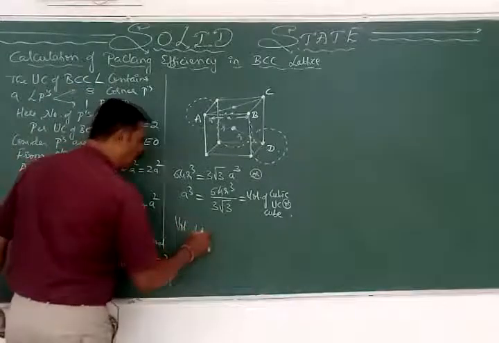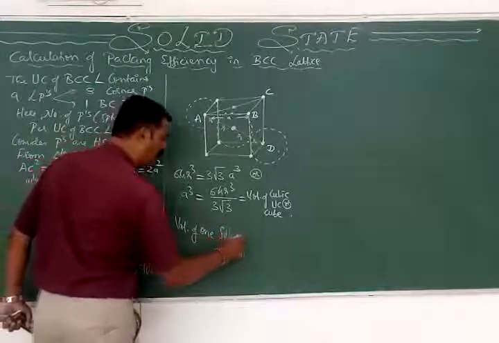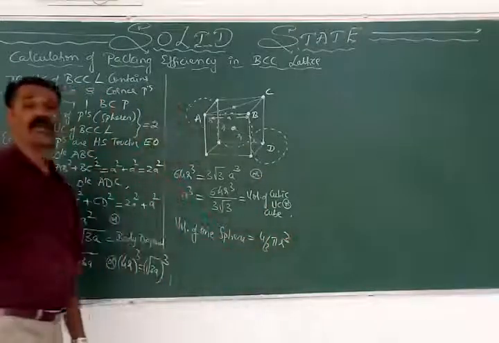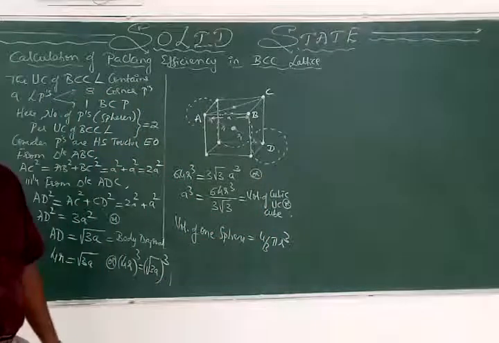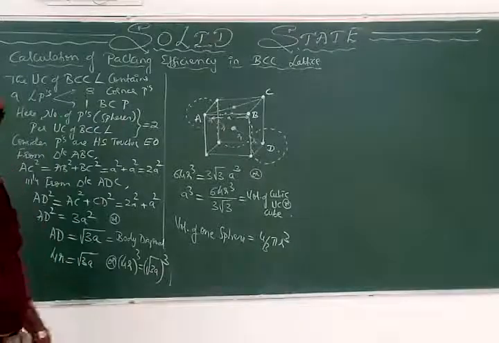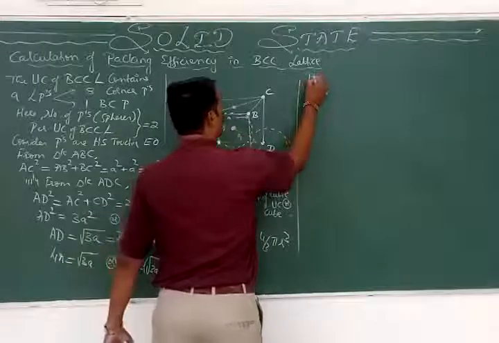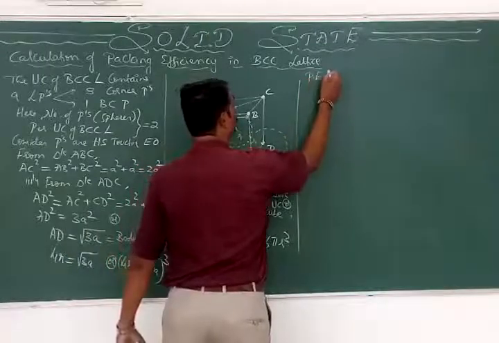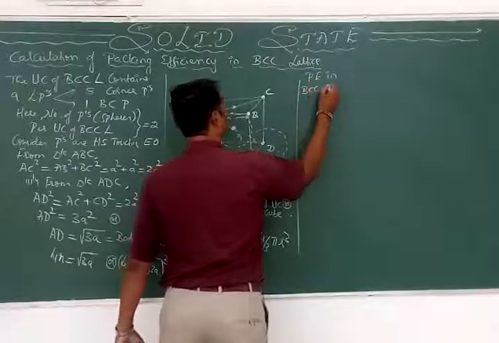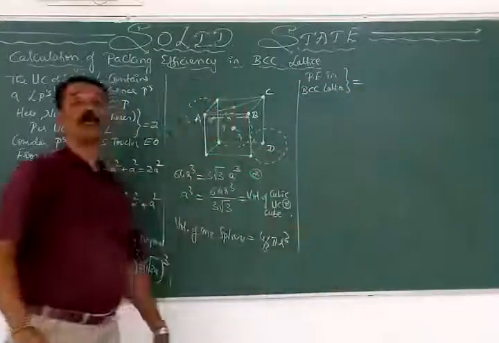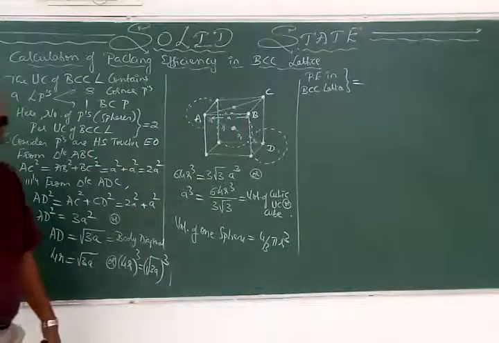Okay, now what is the volume of one sphere? Now the volume of one sphere is equal to, as usual, 4 by 3 what? Pi R cube, because R is the radius of that sphere. Okay, now apply the definition. Packing efficiency in BCC lattice. Packing efficiency with respect to what lattice? Here we are calculating the BCC lattice.